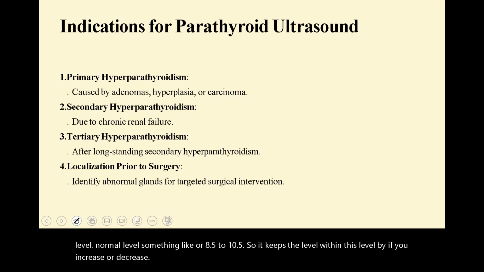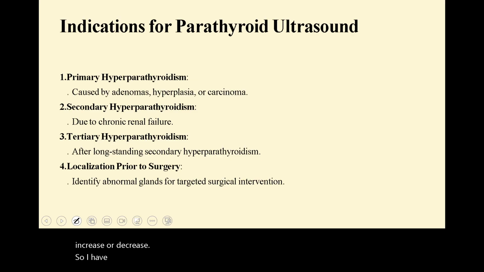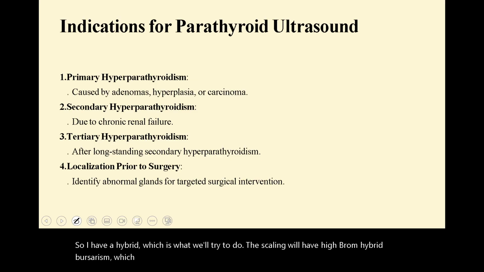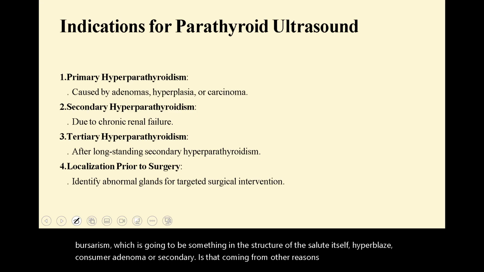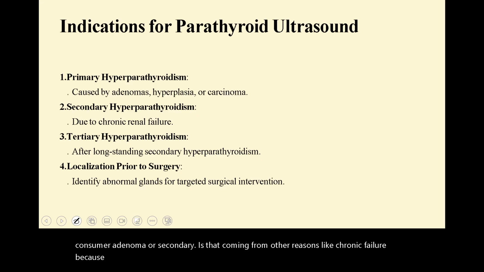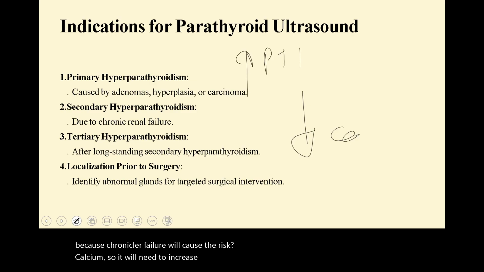So we have hyperparathyroidism. When you try to do the scanning, you have primary hyperparathyroidism, which is going to be something in the structure of the gland itself: hyperplasia, carcinoma, or adenoma. Or secondary, coming from other reasons like chronic renal failure, because chronic renal failure will cause decreased calcium. So it will need to increase parathyroid hormone to increase calcium.